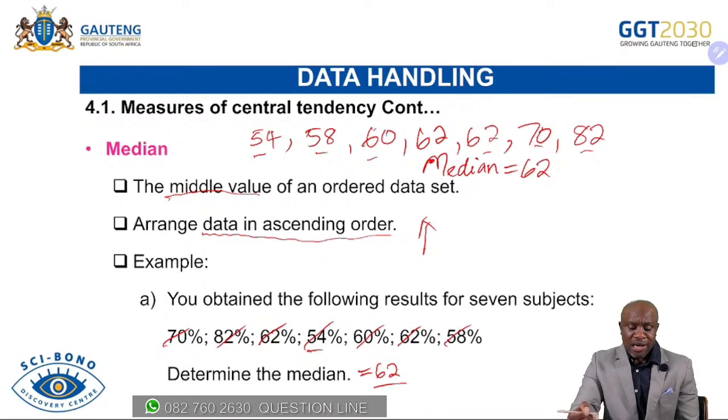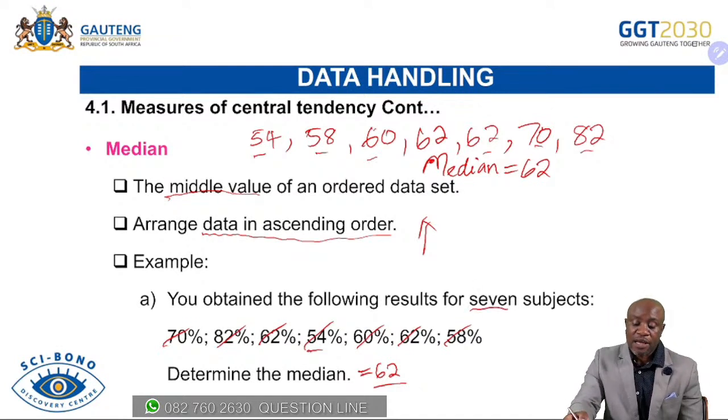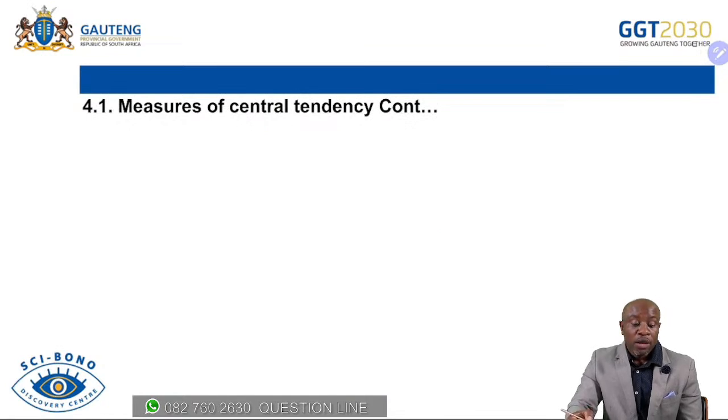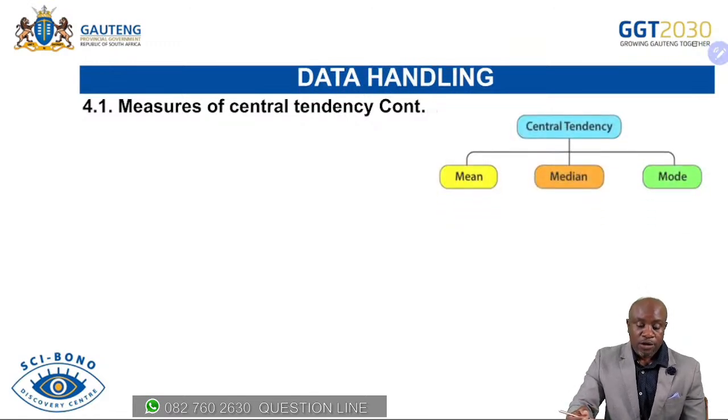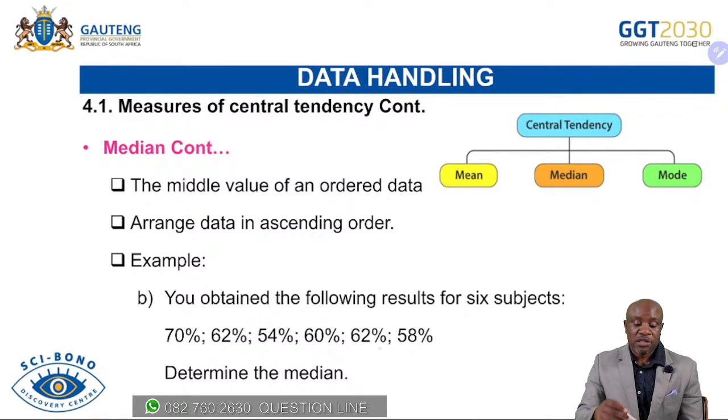Now, let's look at a case where we have an odd number of numbers there. Let's look at a case where you have even numbers. How then do you do when your numbers are not 7, 9, they're even? How do you do that? For example, a learner wrote 6 subjects and got these marks. So now you'll see that we have only 6 marks there.